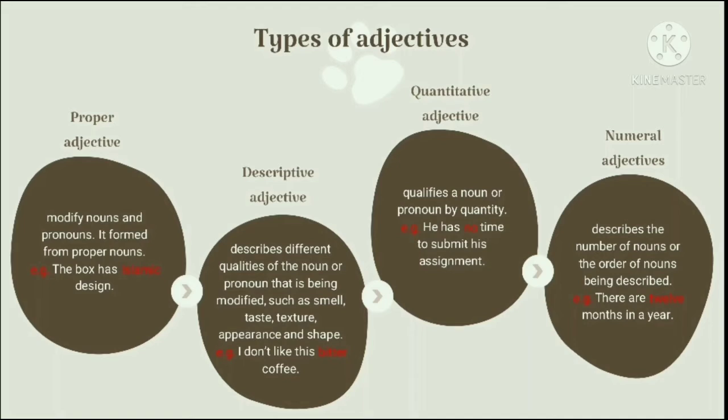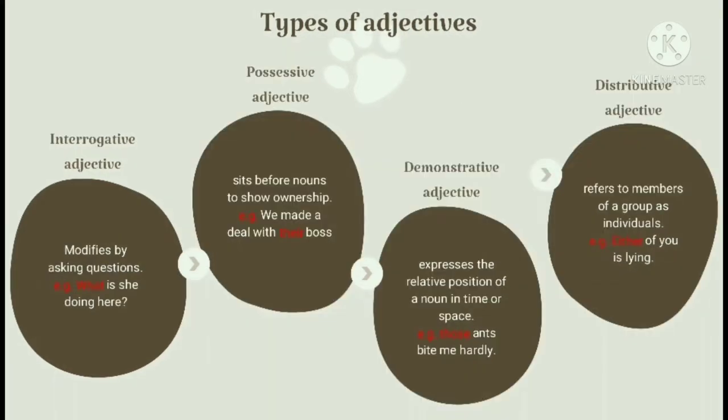The fourth type is numeral adjective. Numeral adjective describes the number of nouns or the order of nouns being described. For example, there are 12 months in a year. 12 here is the numeral adjective. Next is interrogative adjective.